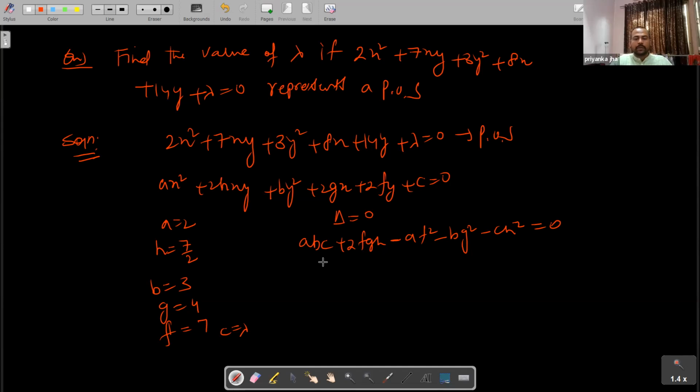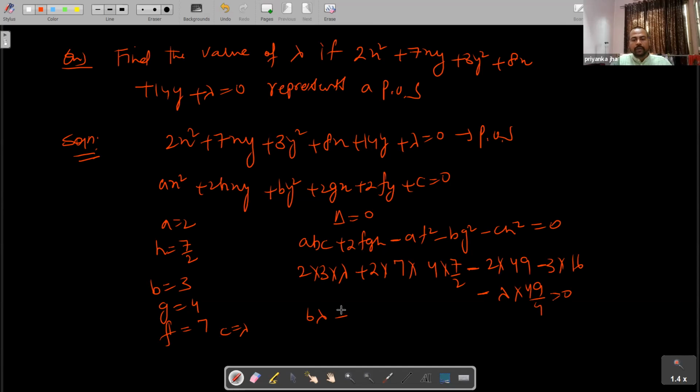Now put all the values here in this expression. 2 into 3 into lambda plus 2 into f, 7 into g, 4 into h, 7 by 2, minus a, 2 into f square, 49, minus b, g square, 16, minus c, lambda into h square, 49 by 4. Just solve it. This is 6 lambda plus 2 into 7 into 4 into 7 by 2. 49 into 4, how much? 196. 196 minus 49 into 2, 98, minus 48, and minus 49 lambda upon 4 equal to 0.